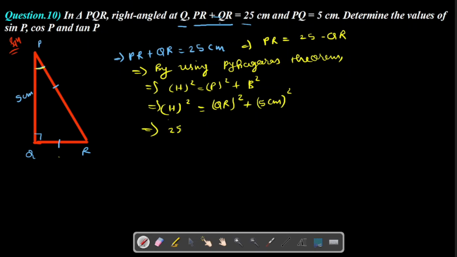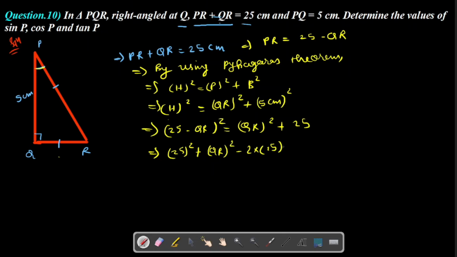So we can write it as 25 minus QR whole square is equal to QR square plus 5 square, which is 25. Now we just use an identity which says a minus b whole square is equal to a square, so 25 square, plus b square, which is QR square, minus 2ab, so 2 multiply 25 multiply QR, equal to QR square plus 25, right?